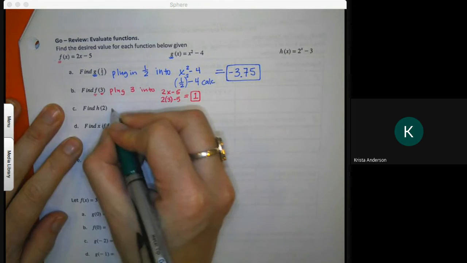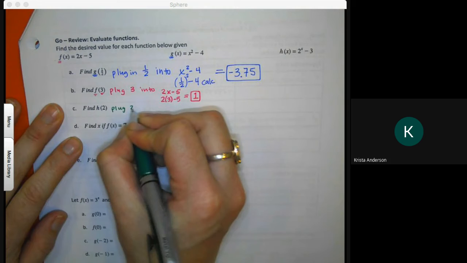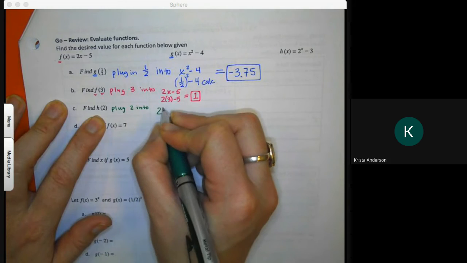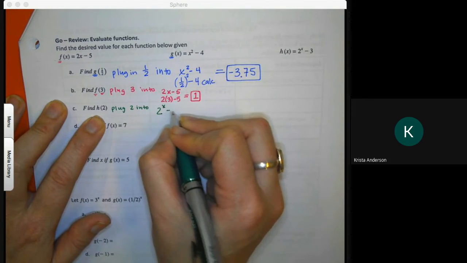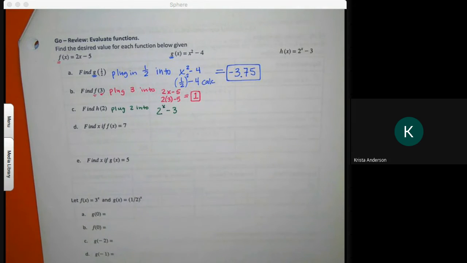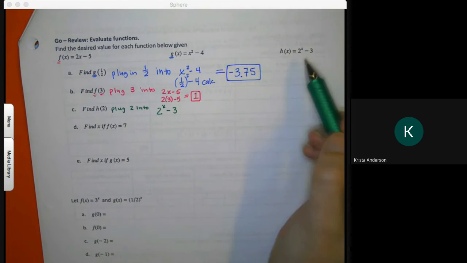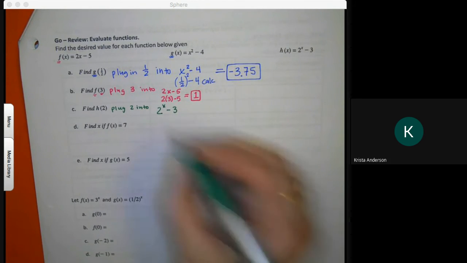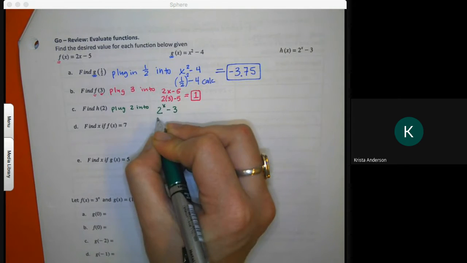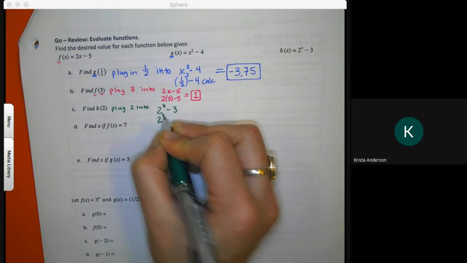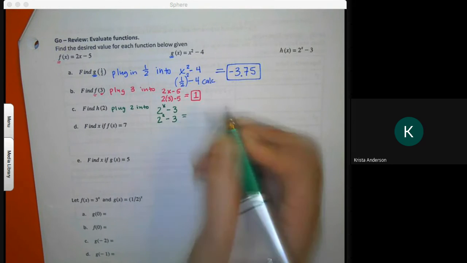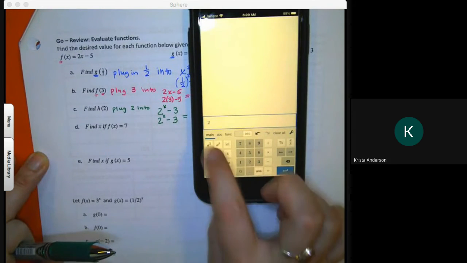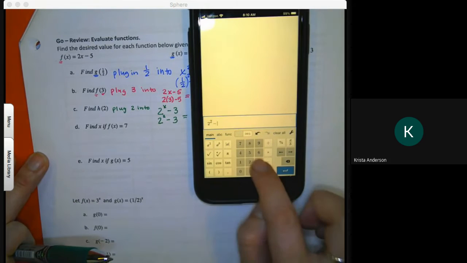I'm going to plug 2 into h, which is 2 with an x on it, minus 3. Notice that x is up in the power. It's up in little. So when I rewrite that 2 in here, it'll become a 2 with a squared minus 3. Two squared is 4. Minus 3 will make 1.